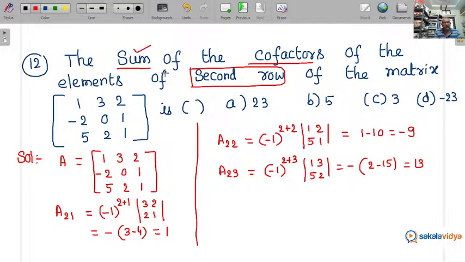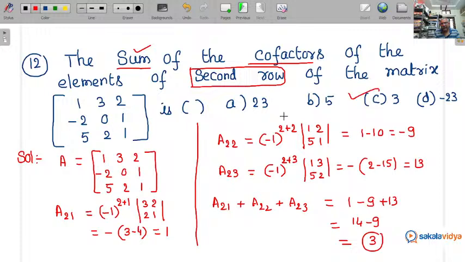What we are asked is the sum of the cofactors A21 plus A22 plus A23. So this is equal to 1 minus 9 plus 13. So 13 plus 1 is 14, 14 minus 9 is 3. So the answer is 3. C is the right option.